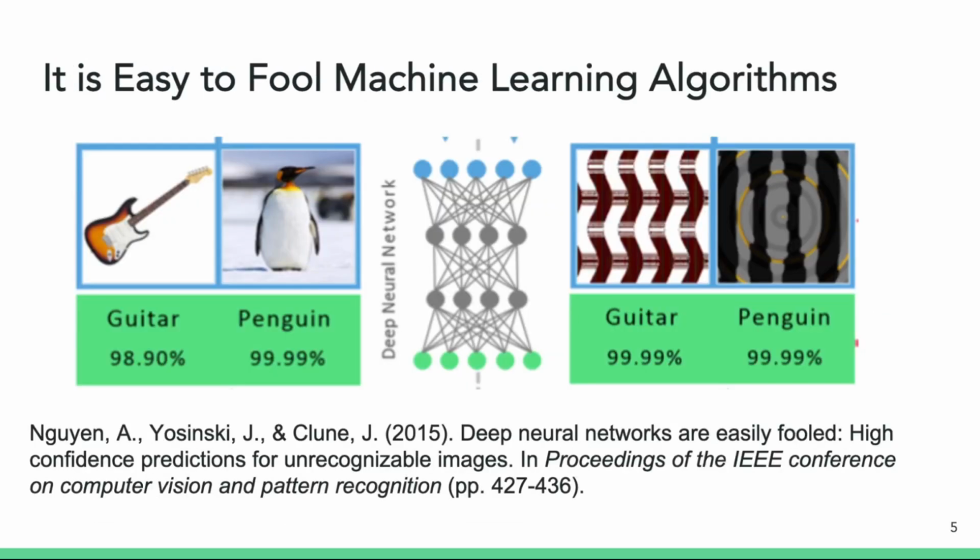This slide captures an example from the literature showing deep neural networks correctly identifying images of guitars and penguins and doing so with a high degree of confidence in the order of 99%. But also images that are clearly not guitars or penguins are incorrectly classified with the same level of confidence as the correct predictions. This goes to show that under the right circumstances, it is easy to fool machine learning algorithms.